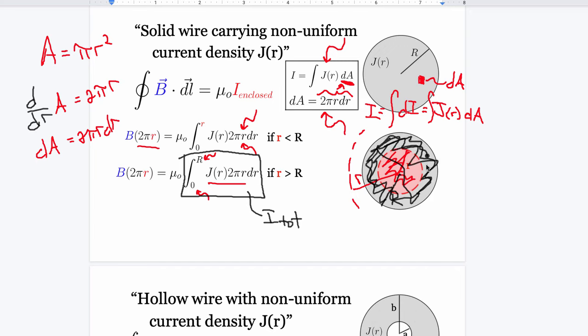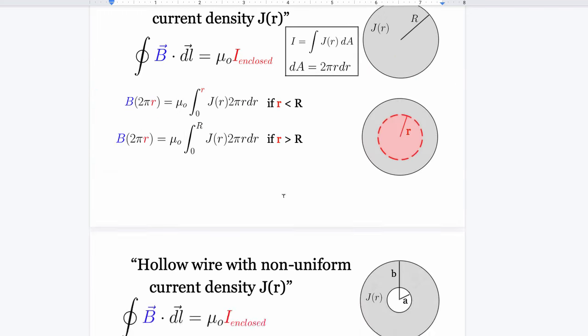Sometimes problems just ask for that directly. They're like, hey, forget Ampere's law. Can you just tell me what the total current is through this wire? Well, this is it. The integral of J dA through the entire area, through the entire radius of this thing. And if you throw that in here for Ampere's law, that would give you the magnetic field if you divide by 2 pi r.